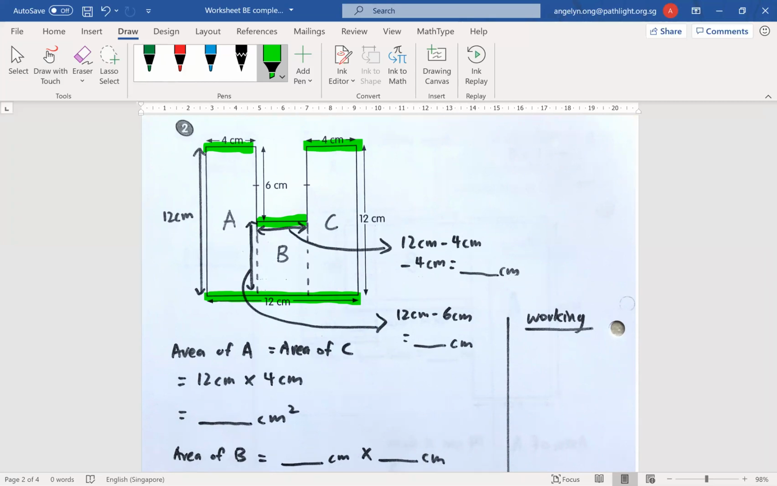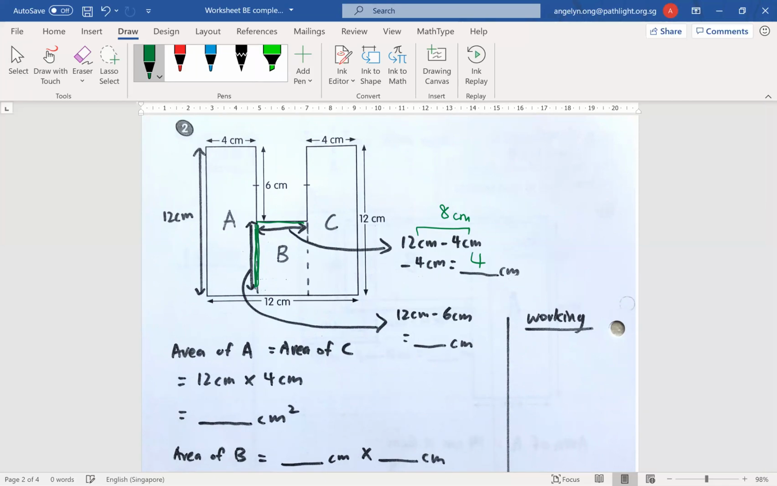So to find this unknown, we can take 12 minus away 4 minus away 4. And what would that give us? 12 minus 4 is 8. And 8 minus 4 is 4. Okay, so this part here is also 4 cm.